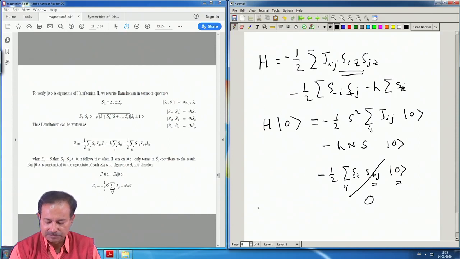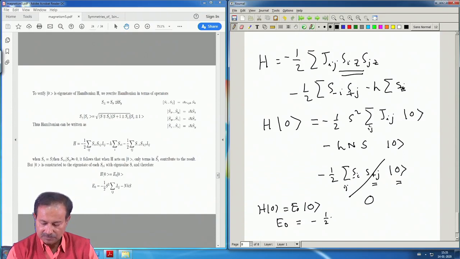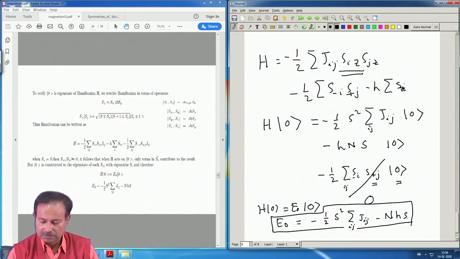So, if I write H|0> equal to E_0|0>, then my E_0 is minus half S square sum over i, j, J_ij, minus N H S. So that is the first one and the second one.